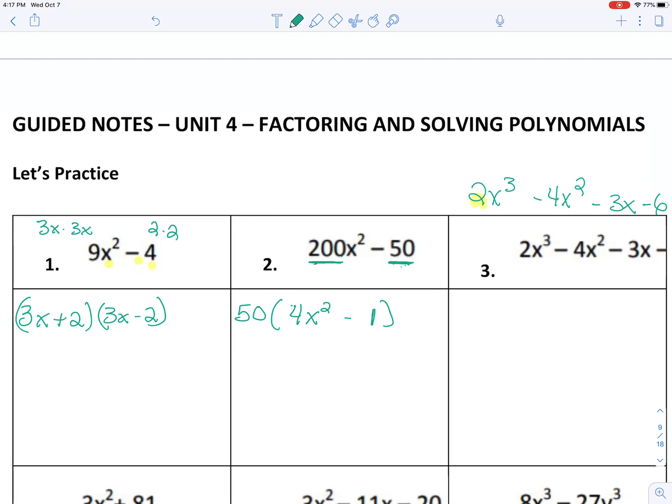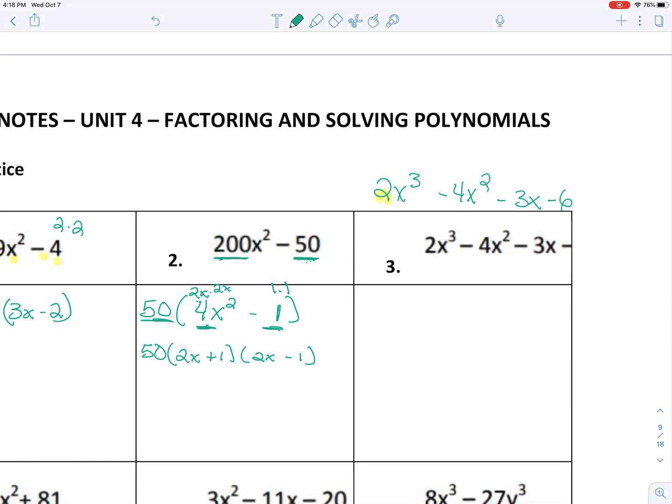So remember, if there's a GCF, we still may be able to factor this again. That's called factoring completely. So we notice, wait a minute, this is still the difference of 2 squares. Because this is 2x times 2x and 1 times 1, let's factor the difference of 2 squares. So that'll be 2x plus 1, 2x minus 1. What do I do with this 50? Well, it just comes down. Okay?